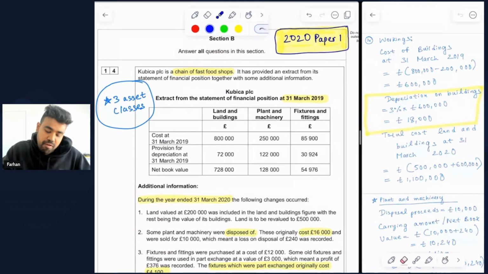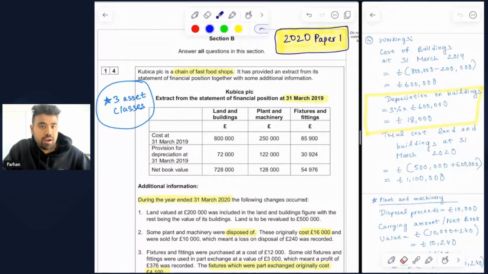Net book value simply calculates the worth of a specific asset at a given point in time. So on that basis, we take the disposal proceeds of £10,000 and add it with the £240, and that should give me the total net book value right before disposal of £10,240. Now, we know the original cost for this asset was £16,000. As you can see, it's given in additional information number 2.